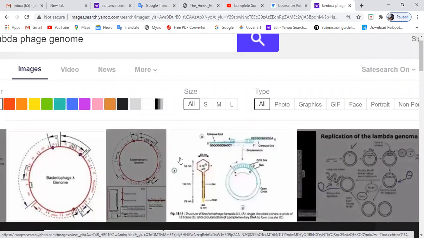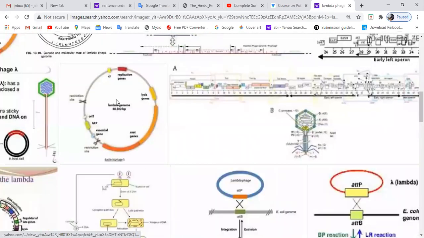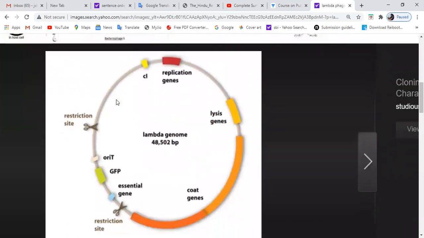So here it is shown that it is 48,502 base pair long DNA in the lambda genome. Okay, so it can accommodate only this much of DNA.